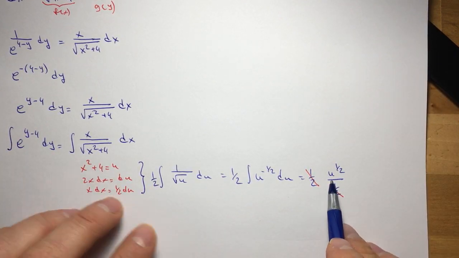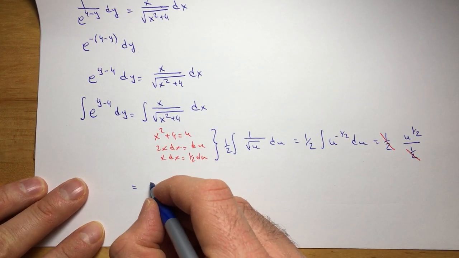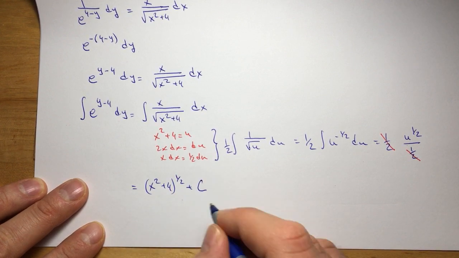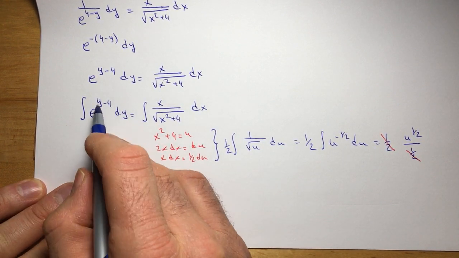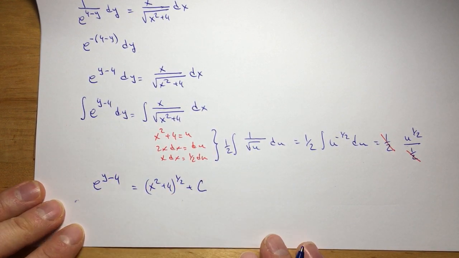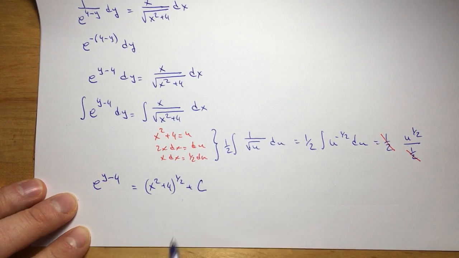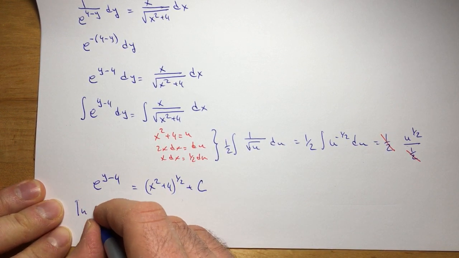So if you remember that u is x squared plus 4, what do we have? Here we have x squared plus 4 to the power 1/2 plus c, and on the left hand side the integral of e to the power y minus 4, the exponent is linear, so here you just have e to the power y minus 4. Okay, now the only thing that you have to do is express this in terms of y. Take ln on both sides.